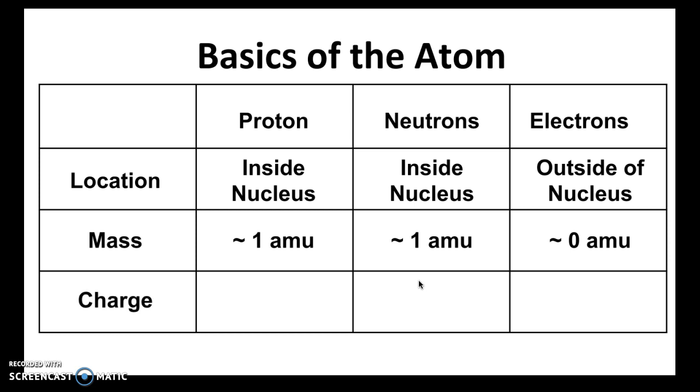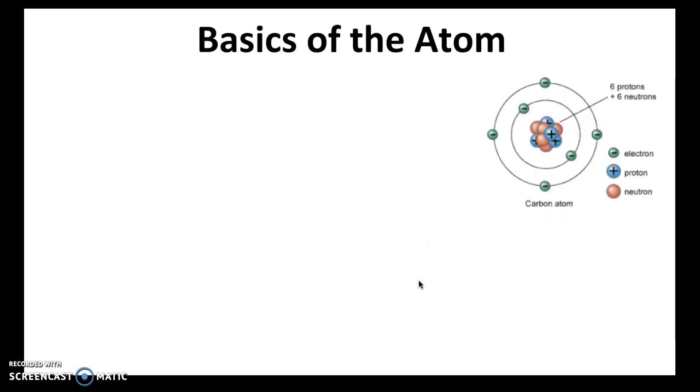Charges. Some of the particles have charges. So what are the charges of protons, neutrons, and electrons? That's right, you probably know protons are positive, neutrons are 0, and electrons are negative. The good thing about knowing what their charges are is that it can help us figure out the charge of an atom or ion.